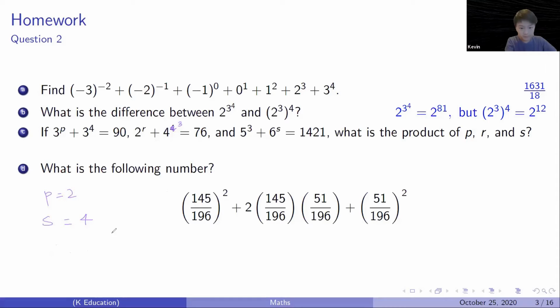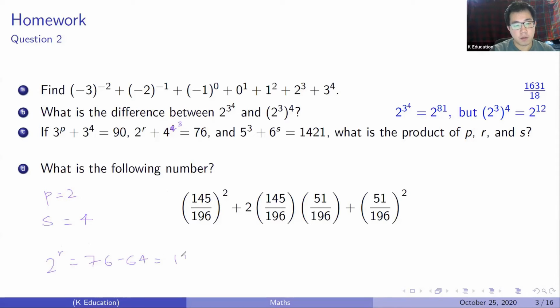64. Right, so 2 to the r is 76 minus 64, which is 12. That doesn't work either. Yeah, sorry, that's my bad. I messed up there somehow. Okay, so question C, ignore, I did that wrong.